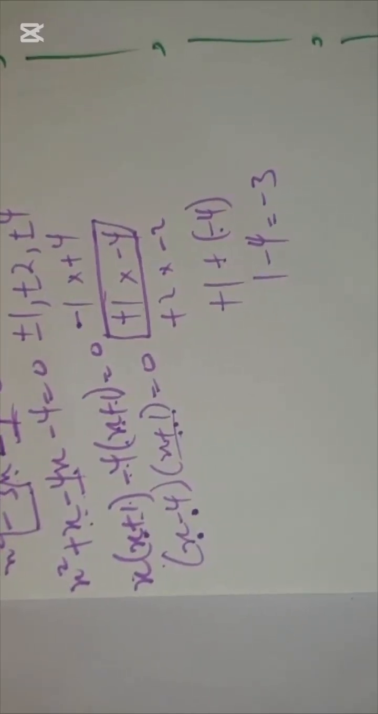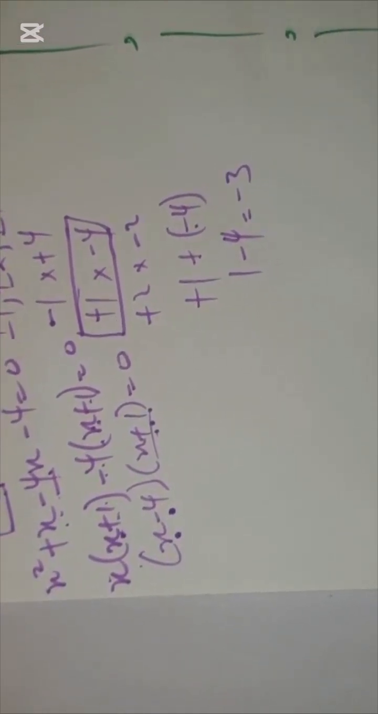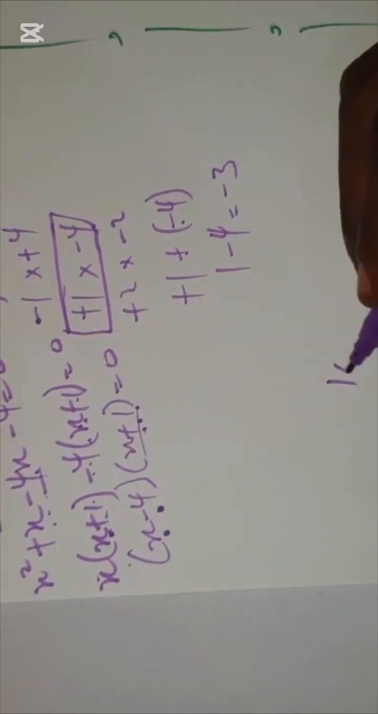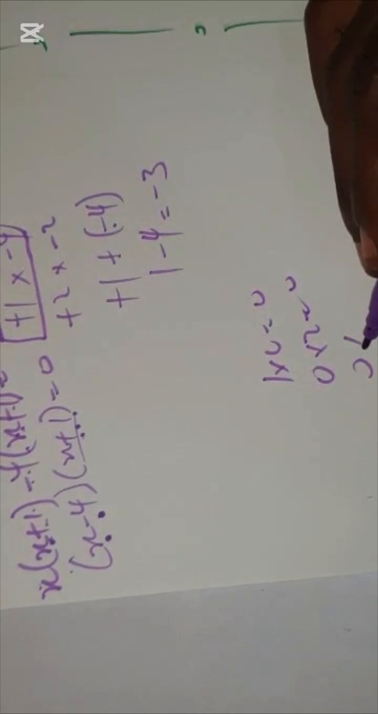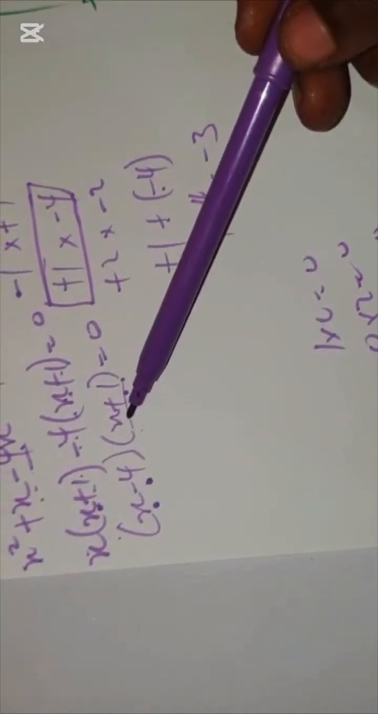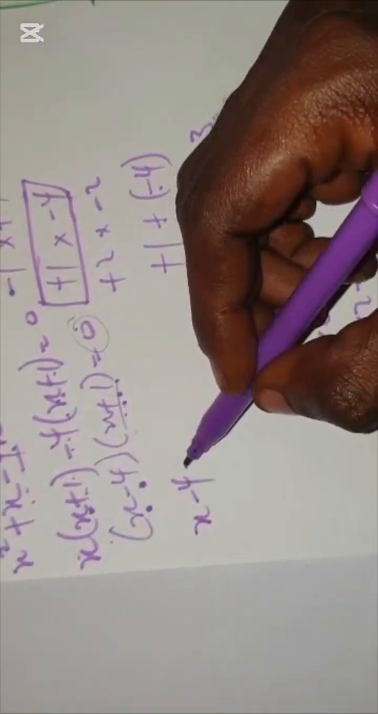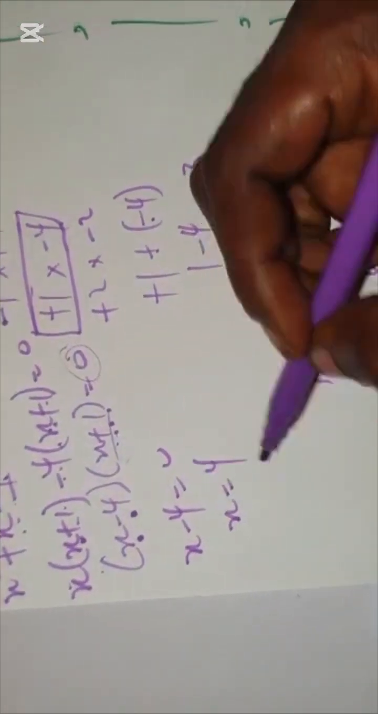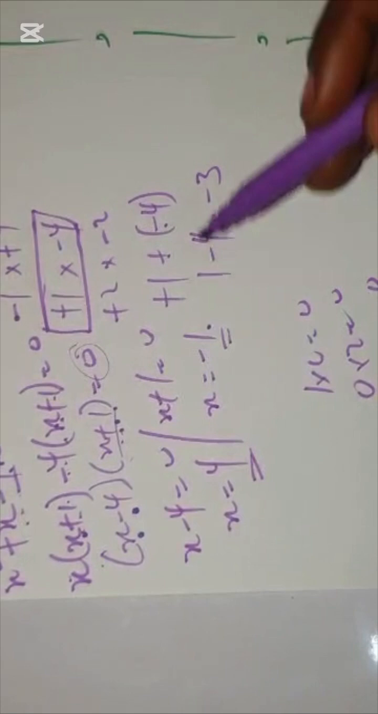So for a product to be 0, either one of the numbers is 0 or they are both 0, which is 1 times 0 gives 0, 0 times 2 gives 0, or 0 times 0 is 0. So since either of them can be 0, we must equate each of them to 0. x minus 4 equals 0, x equals 4; x plus 1 equals 0, x equals minus 1. So these are our roots.